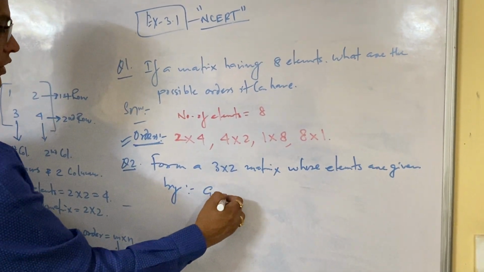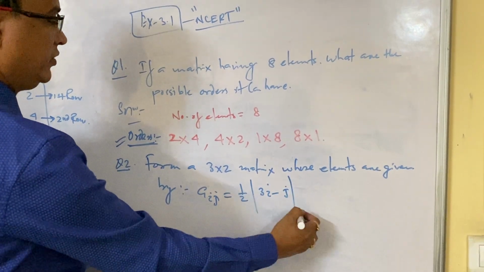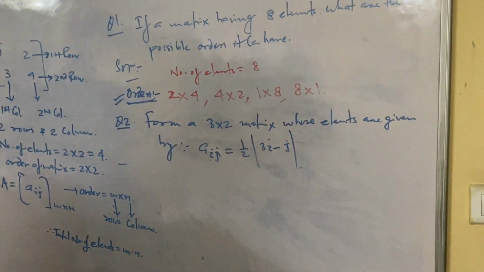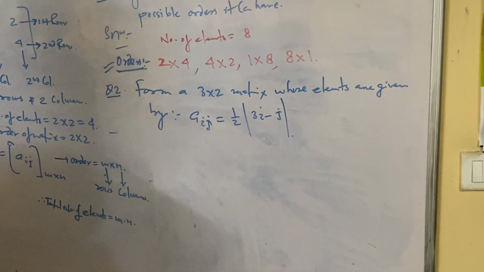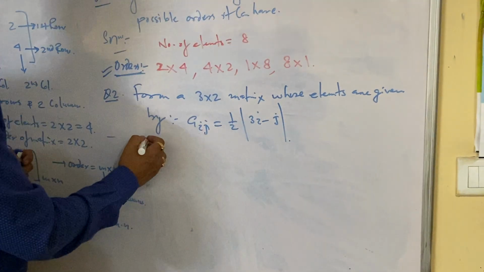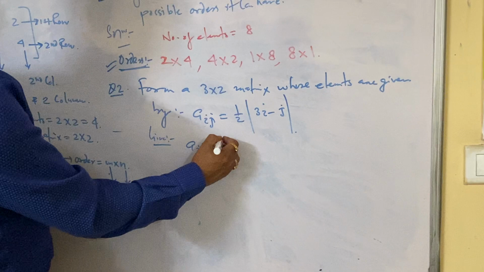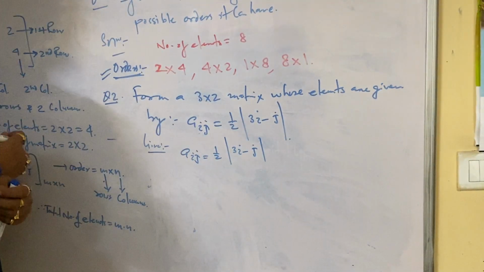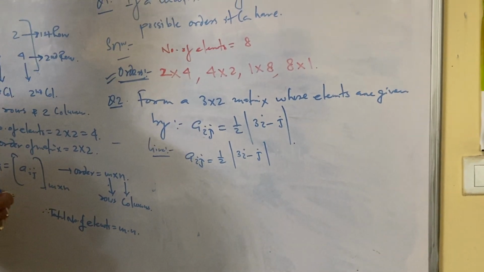A of ij is equal to half under the mod of 3i minus j. So this one simple formula is given, A of ij equal to half into the mod of 3i minus j, and we want to form a 3 by 2 matrix. It may be 3 by 2, 2 by 3, 3 by 3, that is immaterial for us. This is a very simple question. How to proceed? You know i and j are indicating the number of rows and the columns. It is indicating the position of the elements.